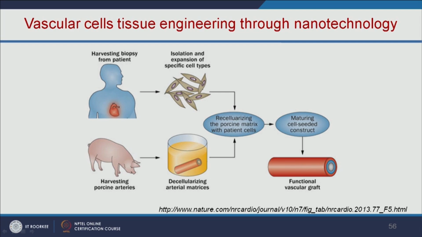On top of that, you add the cells which we isolated from the human, that means recellularizing the porcine matrix with the patient cells, and when it is matured, it will grow and form the functional vascular graft. So here we are using the arteries from the pig and the cells from the human, and we are making the functional vascular graft.